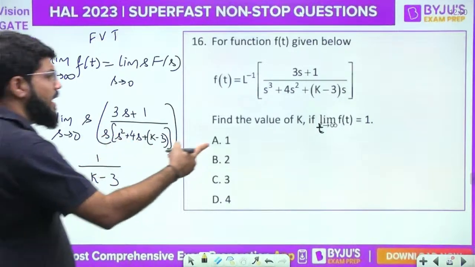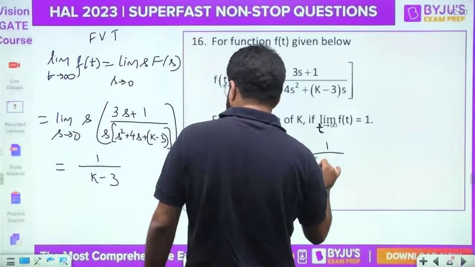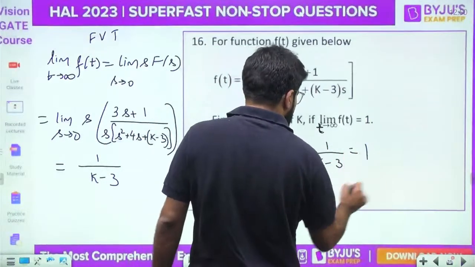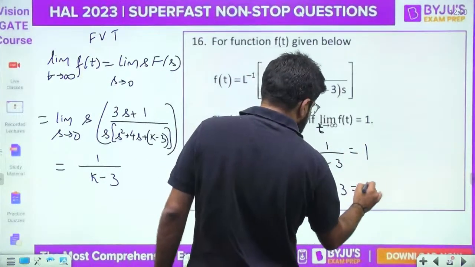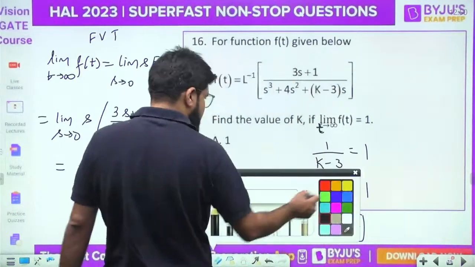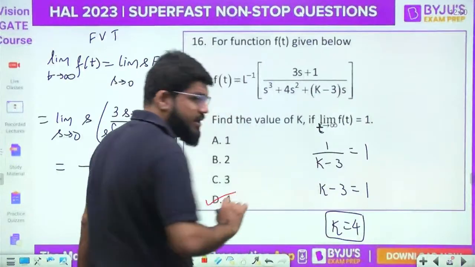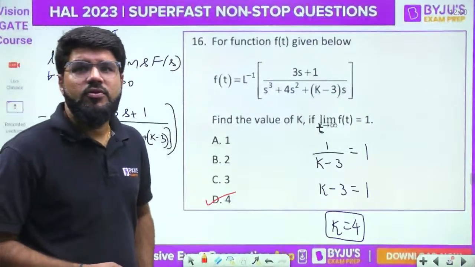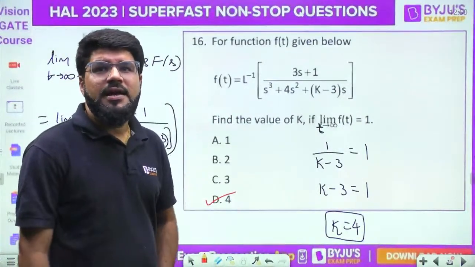Now you are given that this limit is equal to 1. That means 1 upon k minus 3 equals 1. So k minus 3 is also 1, and k is equal to 4. Option number D. K is equal to 4.